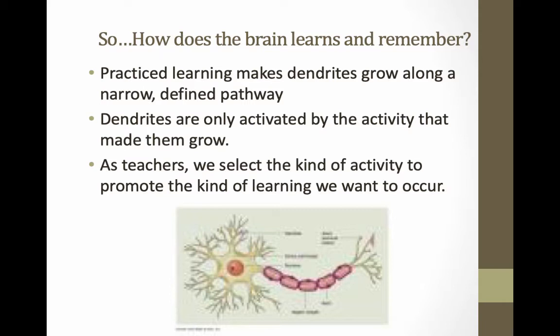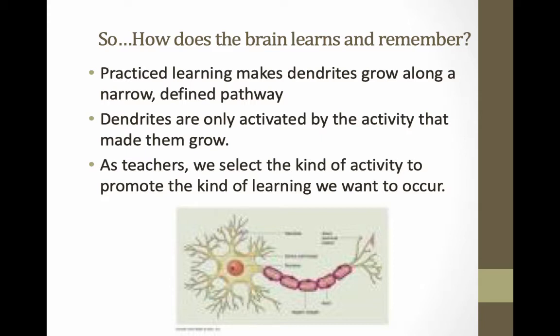So physically, how does the brain learn and remember? Practice learning makes dendrites grow along a narrow defined pathway. Drill and practice. Big fat neurons. Drill and practice. Dendrites are only activated by the activity that makes them grow. As teachers, we select the kind of activity to promote the kind of learning that we want to happen.